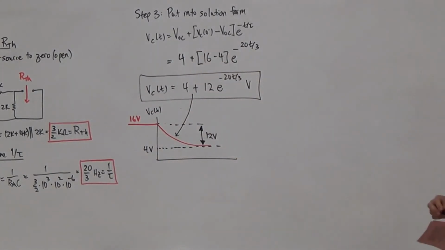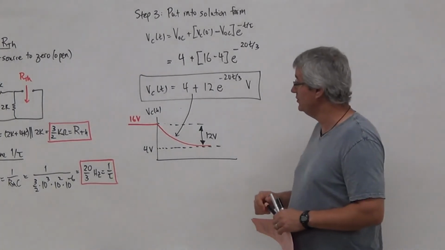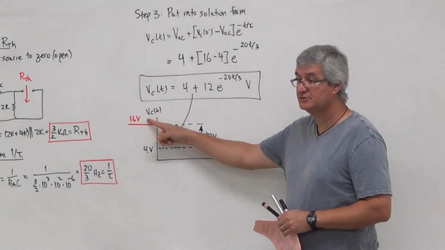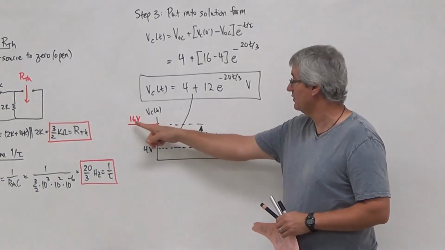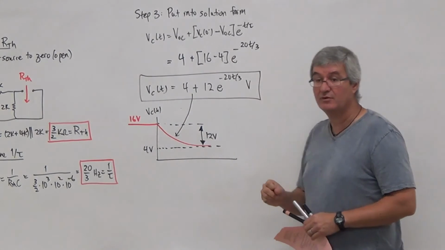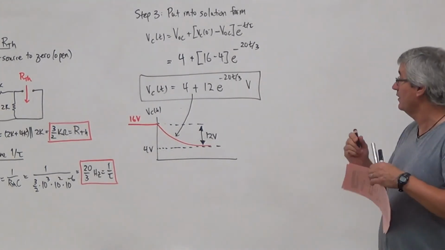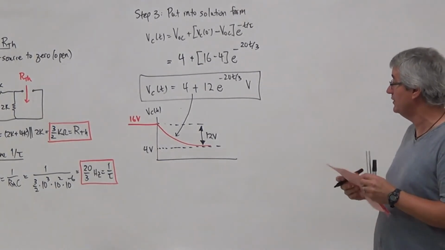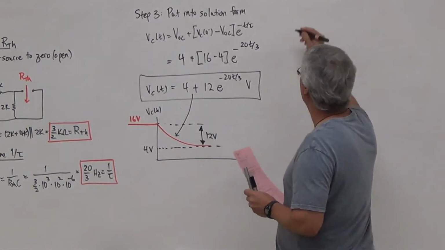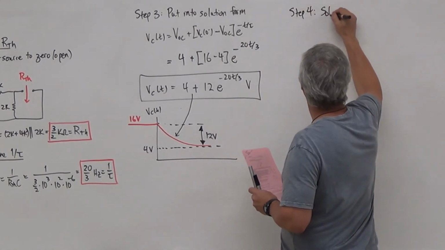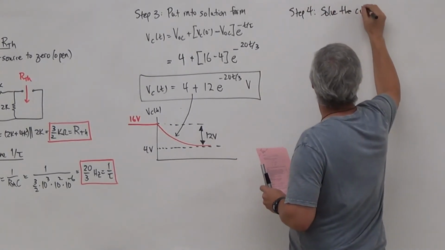If you were to do this in PSpice, you'd write 16 volts as your initial condition, and then you would see it go from here down to there. If you don't give that initial condition, you won't get that graph. Okay, so now what we want to do is solve the circuit problem.